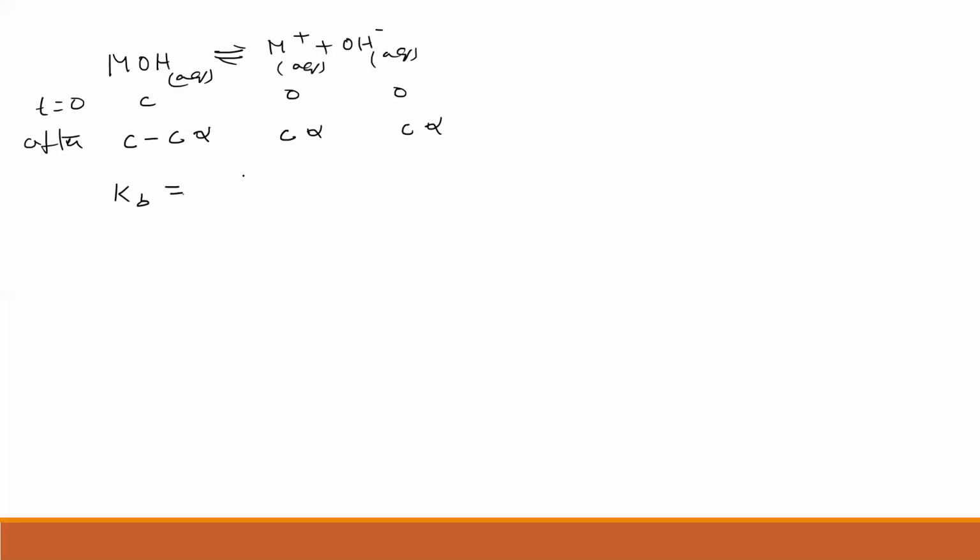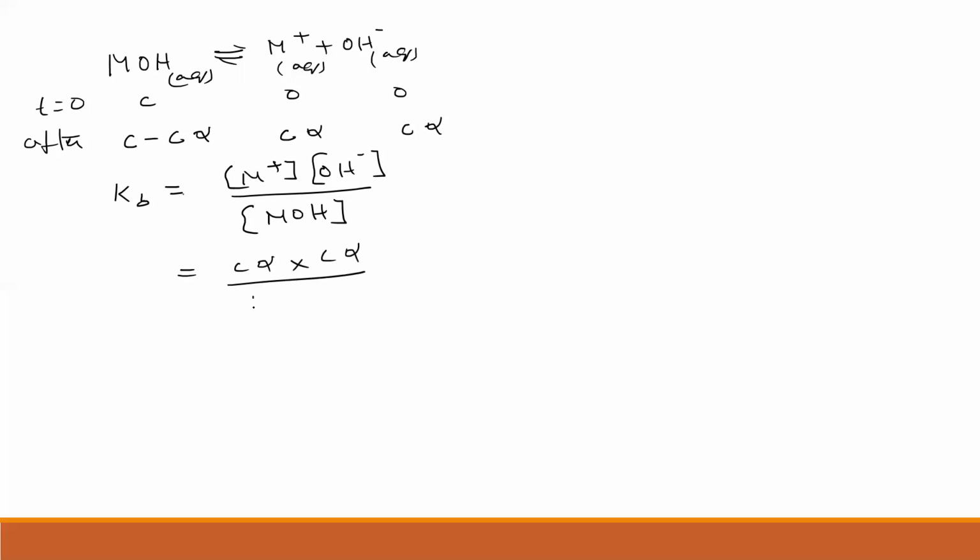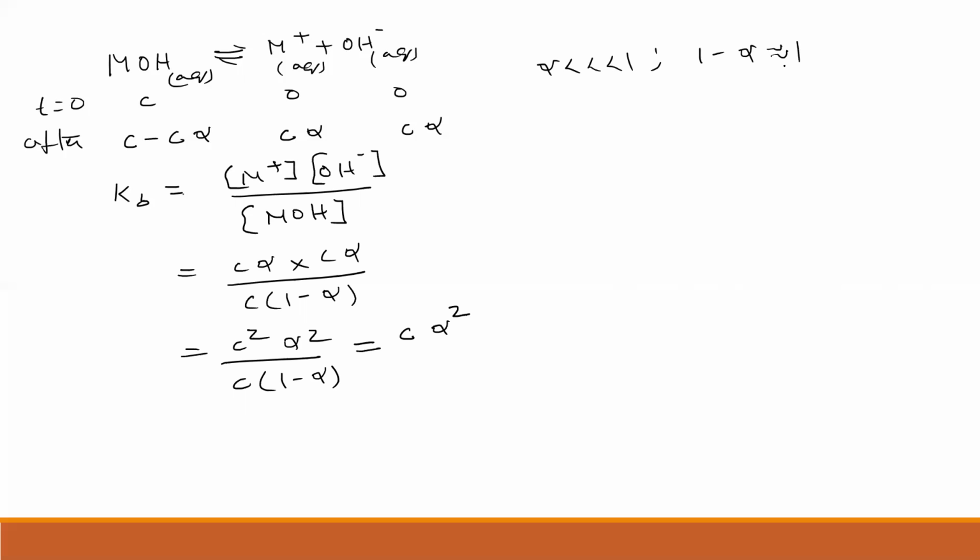And what is the ionization constant of the base? It is the concentration of M plus, concentration of OH minus, by the concentration of MOH. Substitute the values: C alpha into C alpha by C into 1 minus alpha. So this is C square alpha square by C into 1 minus alpha. So C gets cancelled. For a weak base, alpha is very much less than 1, so 1 minus alpha is approximately 1. That's why you can write C alpha square.